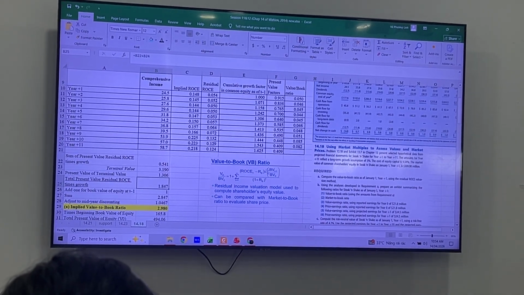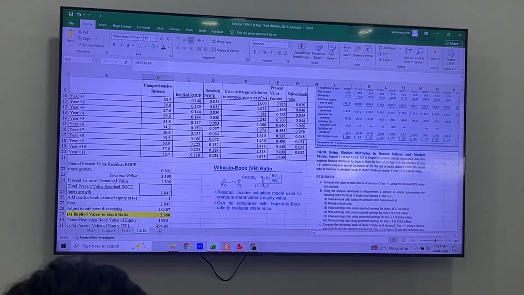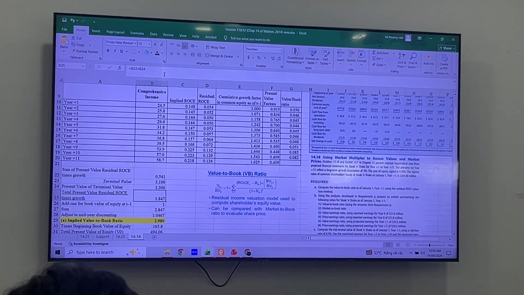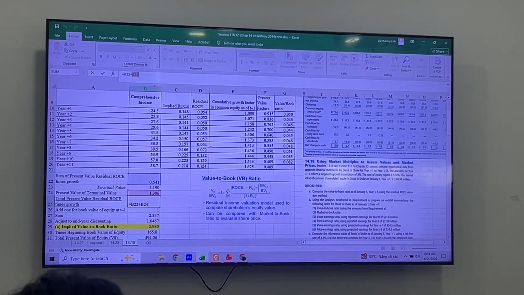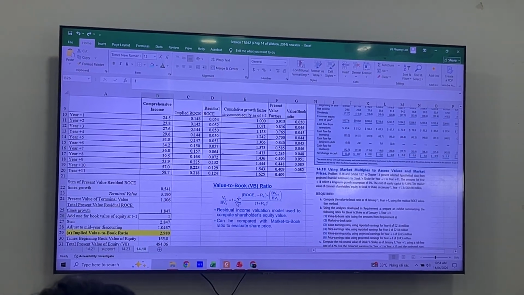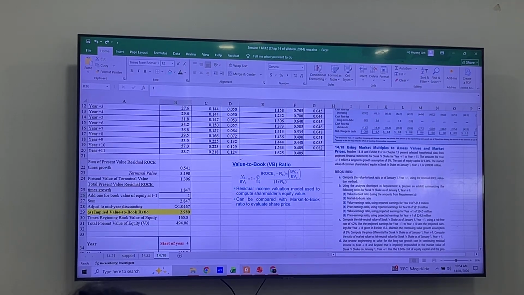Times growth, okay? You see times growth? We multiply by the growth in the book value of equity. So this is the total present value, equal to the planning period plus the terminal value. Okay? Now, don't forget that we need to add 1. Add 1. You see 1 here? Okay, and then we get the sum.